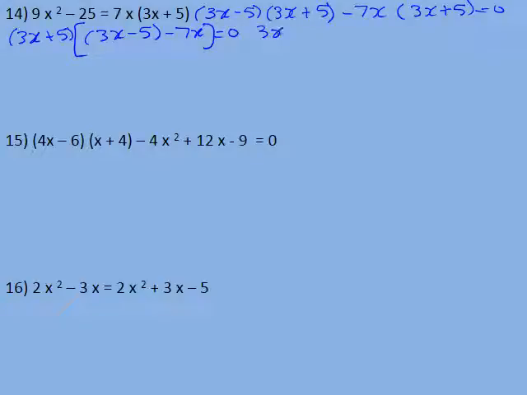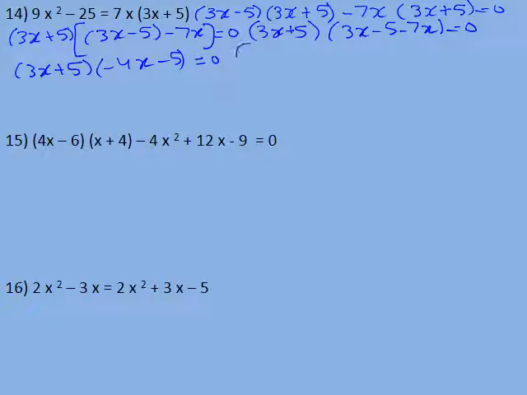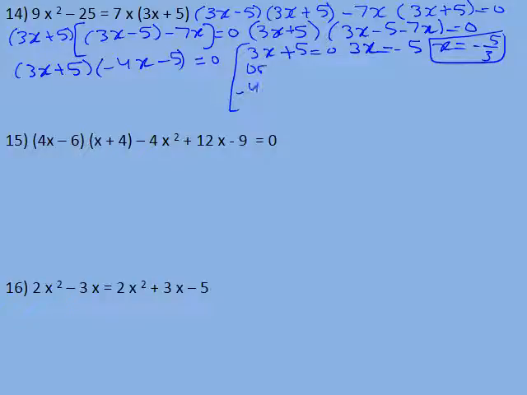Then (3x + 5)(3x - 5 - 7x) = 0. 3x - 7x is -4x, so (3x + 5)(-4x - 5) = 0. How many solutions? Two. Now, 3x + 5 = 0, or 3x = -5, x = -5/3. Or -4x - 5 = 0, -4x = 5, x = 5/(-4), or -5/4. These are the two solutions.